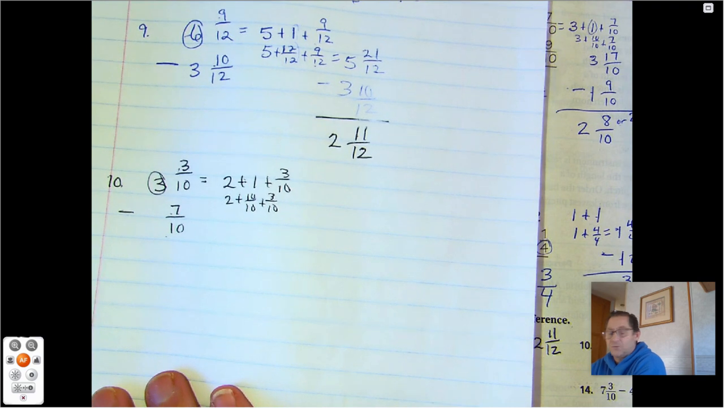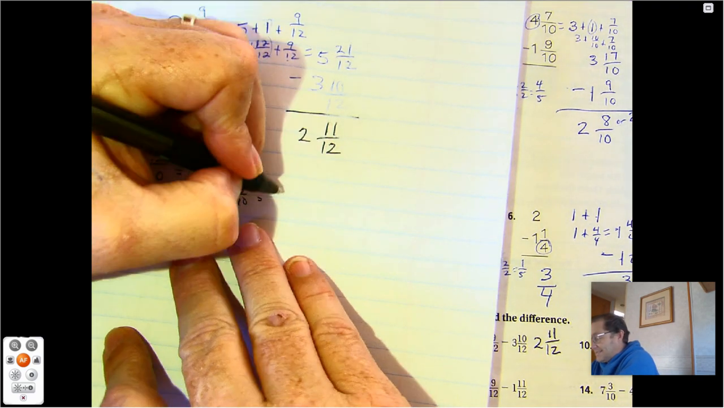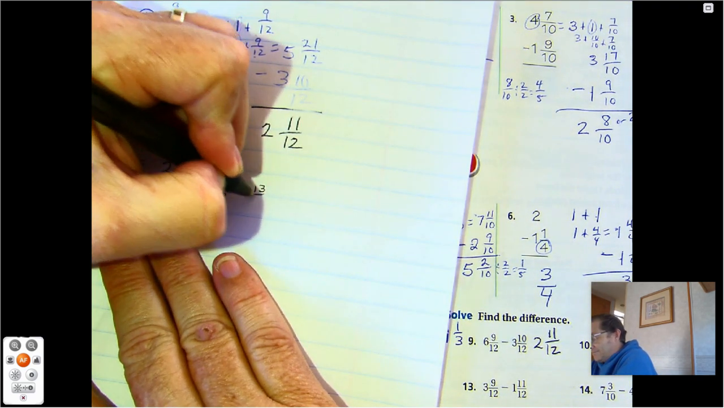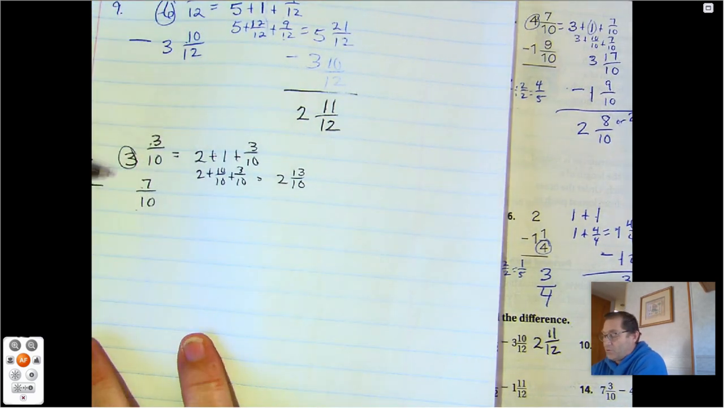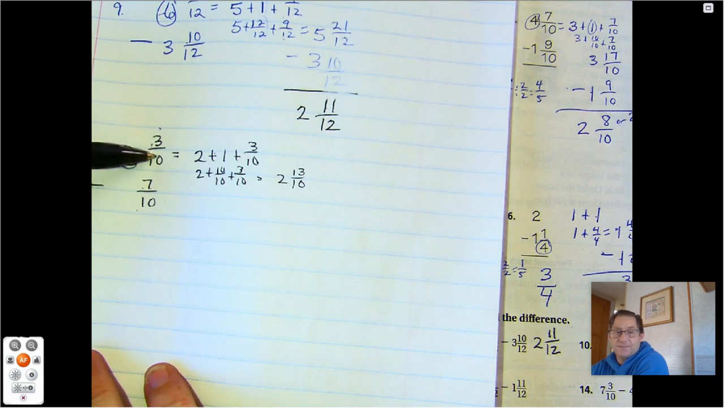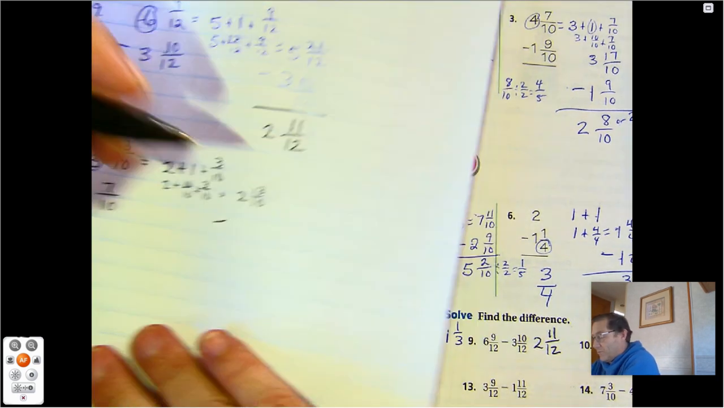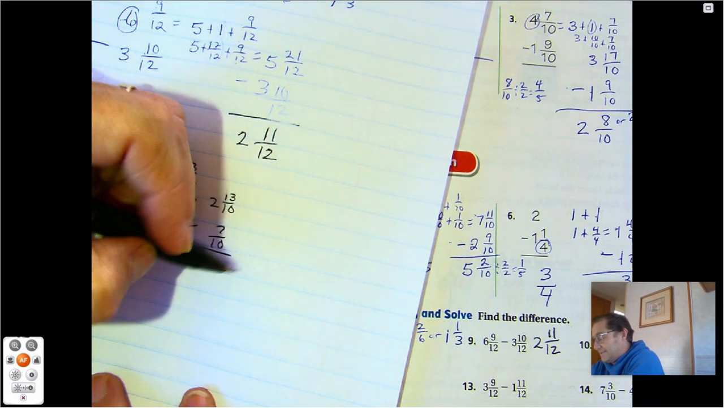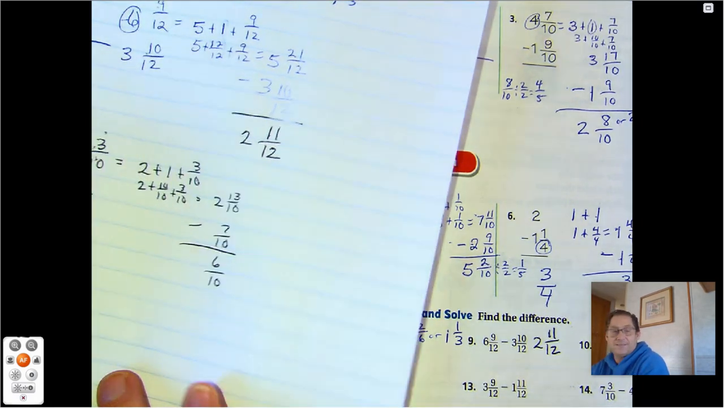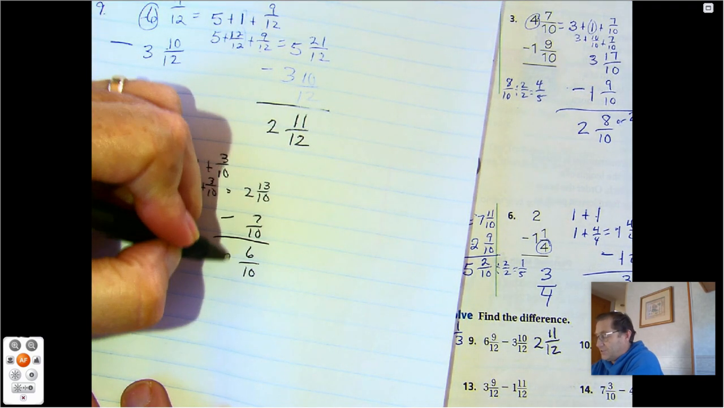Okay, so 10 plus 3 is 13/10. So we have 2 and 13/10, which is equivalent to 3 and 3/10. Now we can take away 7/10. 13 take away 7 is 6/10. 2 take away nothing is 2.